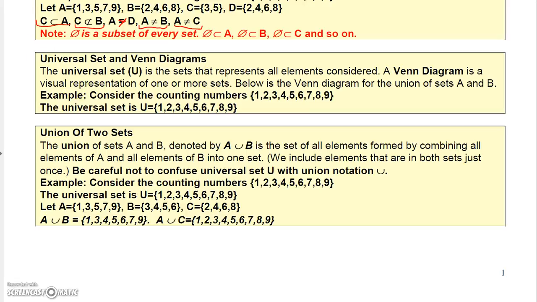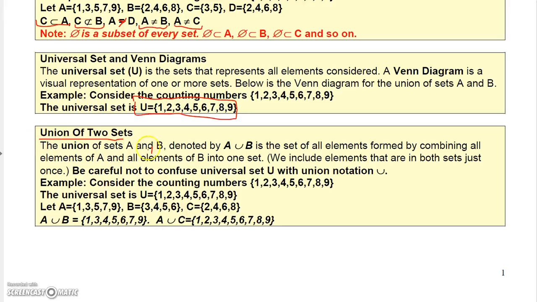Okay, so consider the counting numbers 1 through 9. Then we would consider the universal set to be all those numbers 1 through 9. That would be the universal set. Okay? Now, let's talk about the union of two sets.